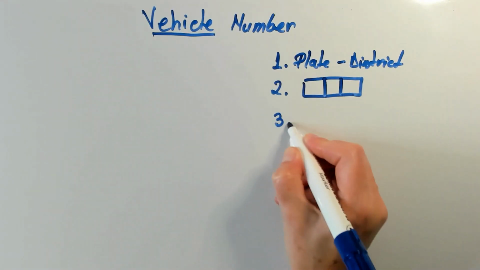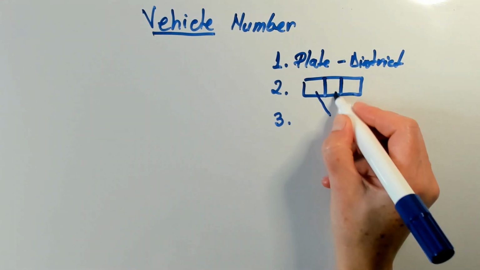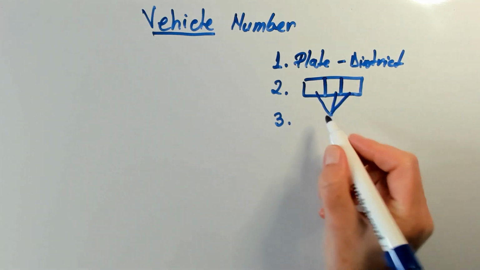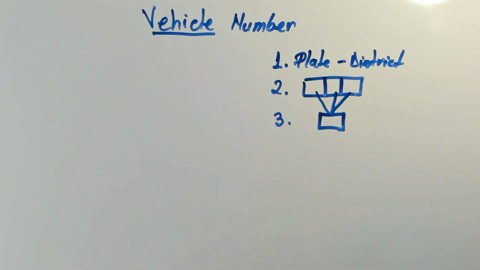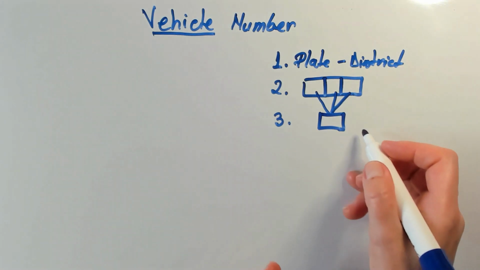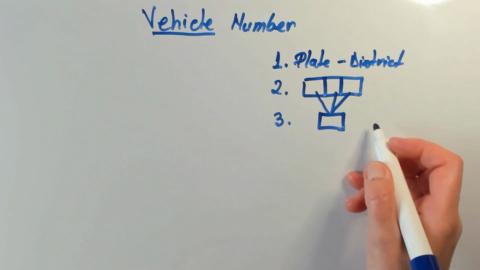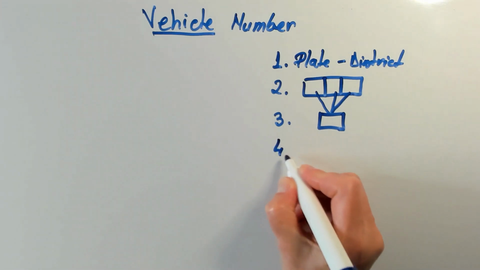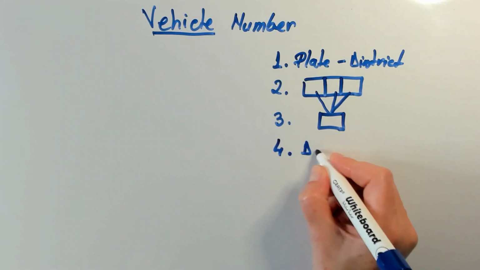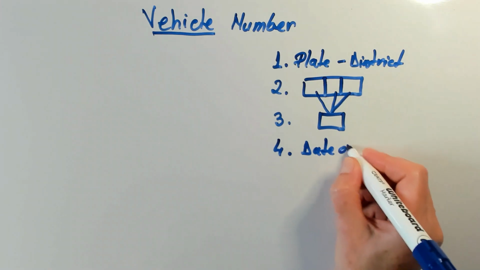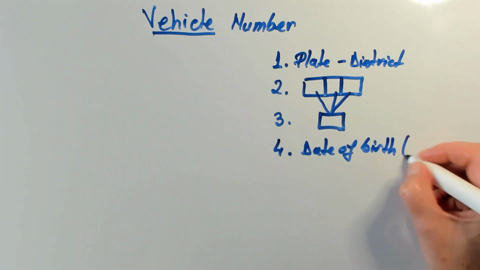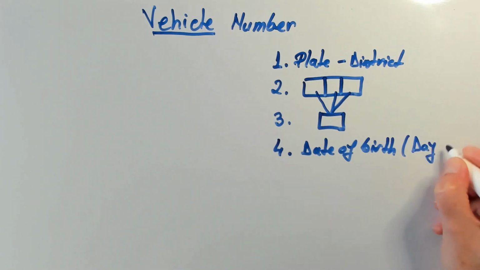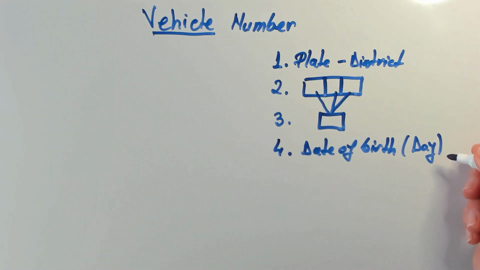Third, you do the sum of the numbers and you reduce it to one single number. You need your date of birth. That means your day, and you reduce your day. Let's say it's 11. 1 plus 1 will be 2.